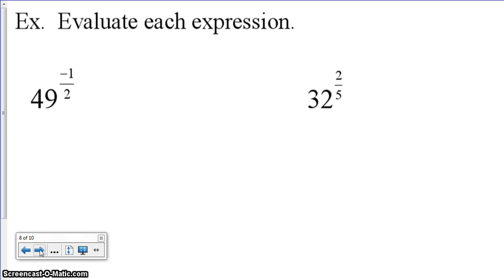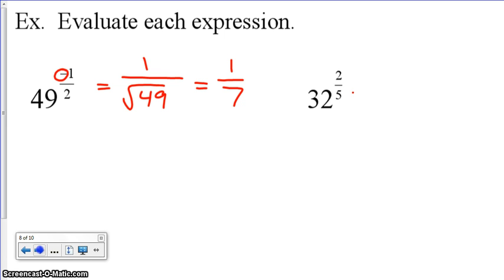We're going to evaluate each expression. Remember, whenever there's a negative exponent, it just means put it in the denominator. So this is actually written as 1 over the square root of 49, which is 1/7.